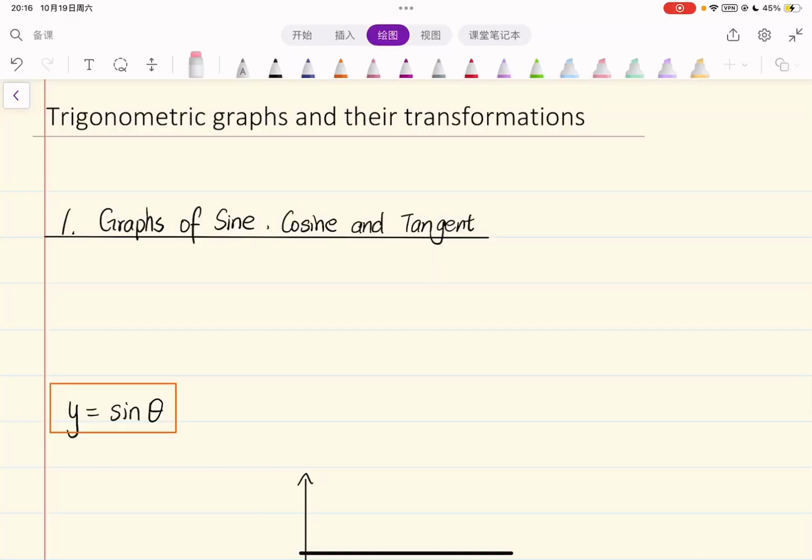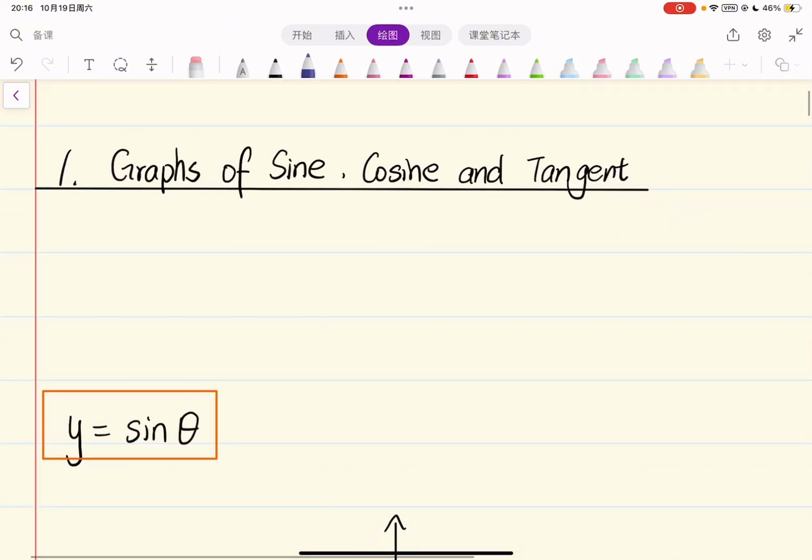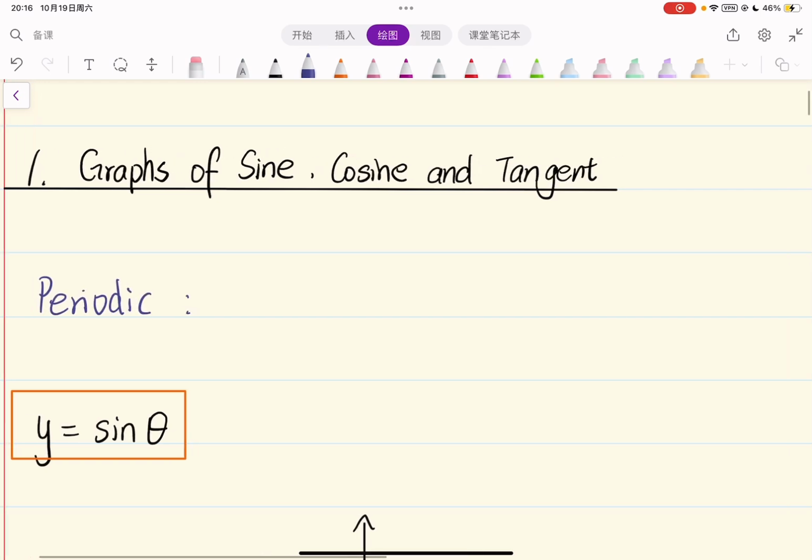Hello everyone, in this video we are going to talk about trigonometric graphs and their transformations. So let's look at the graphs of sine, cosine, and tangent. These graphs are all periodic, which means they repeat themselves after a certain interval.